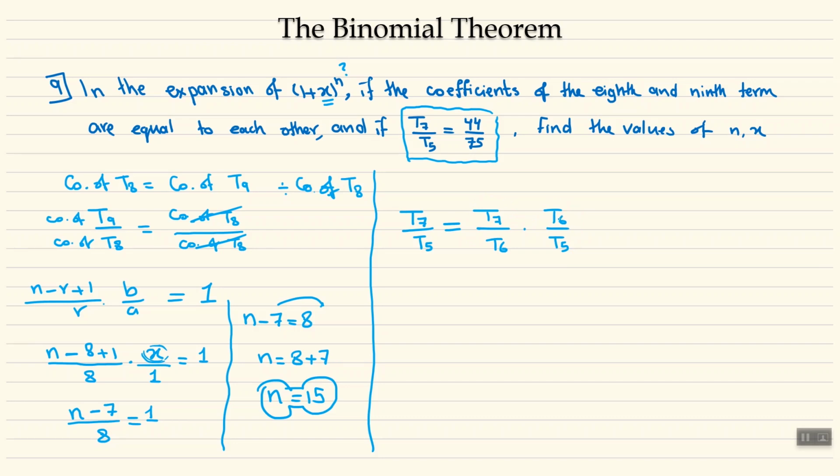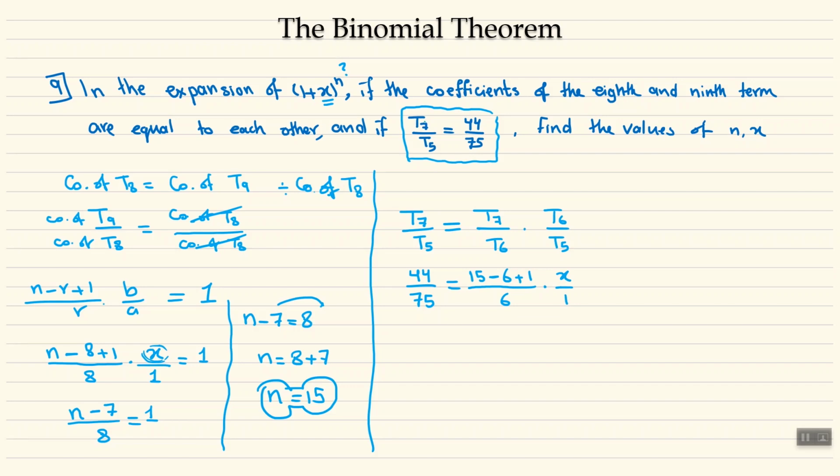How? Let's see. Look, T7 over T5, I know how much it is. How much is T7 over T5? It is 44 over 75 equals T7 over T6 is n minus r, right? N, which is how much? We've just found it, 15, minus r, the smaller one, 6, plus 1 over r times b over a. b is x and a is 1.